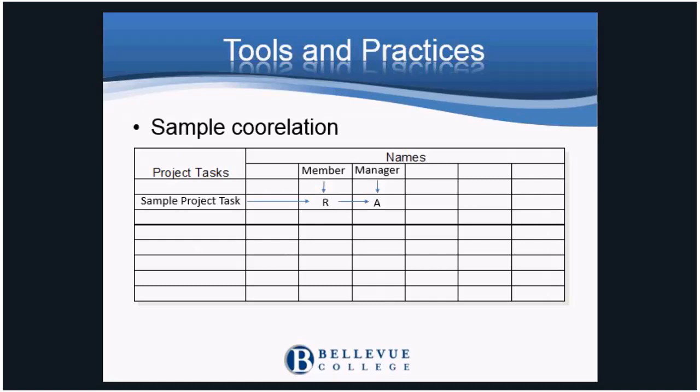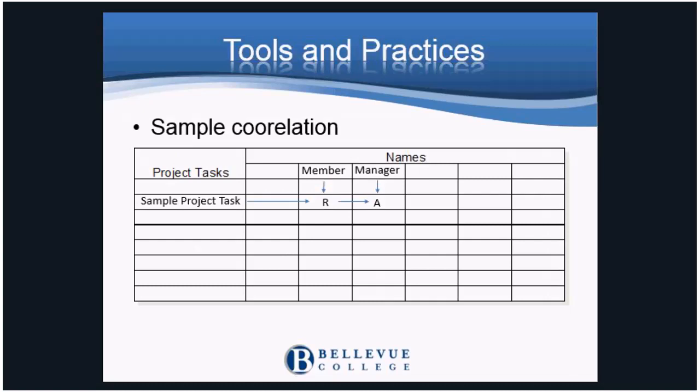This is an example of a correlation matrix. In this example, the project tasks are listed on the columns on the left, and the roles or stakeholders would be listed in the header row. The correlation between the tasks and the role are defined in the intersecting cells.